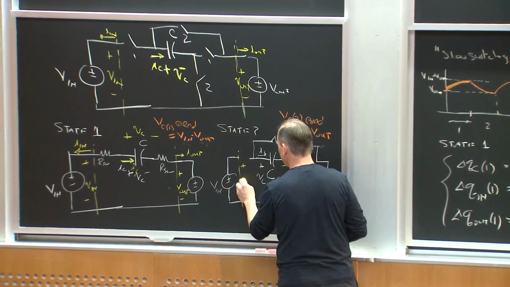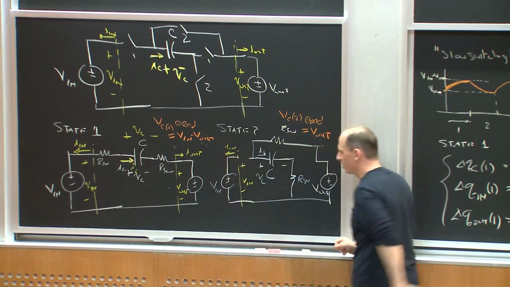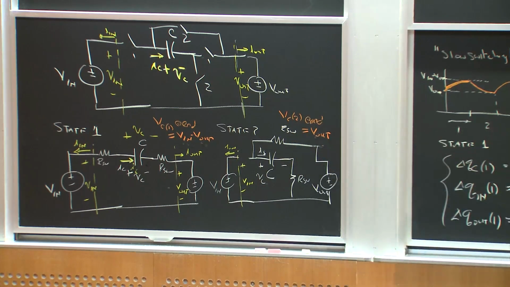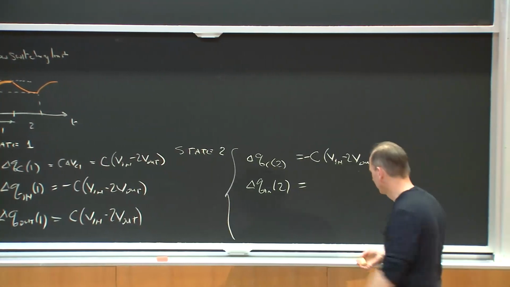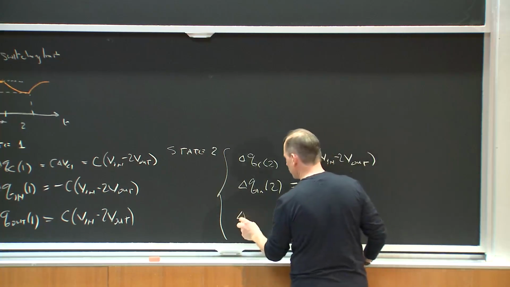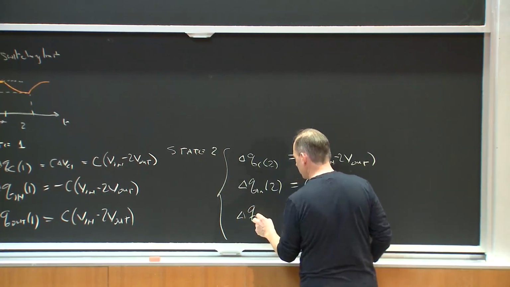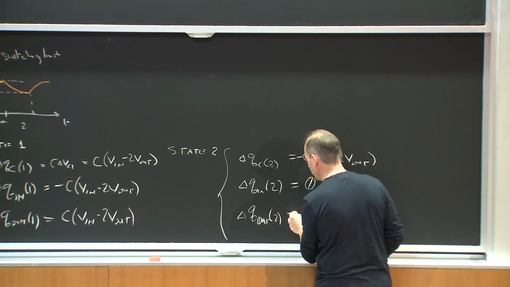This is V in, this is I in. How much charge is transferred into the input in state 2? 0, right? No charge transferring into the input, okay. How much charge is transferred to the output in state 2?